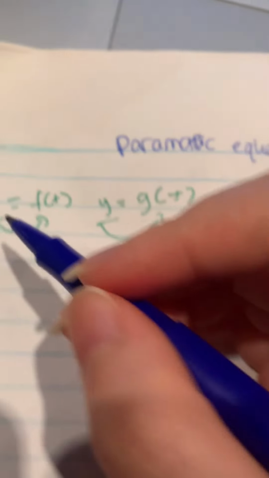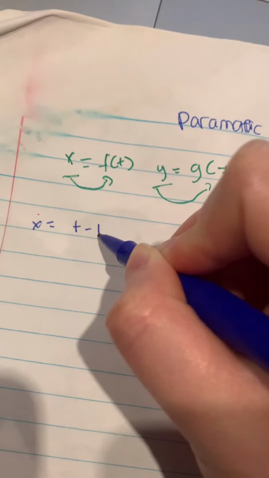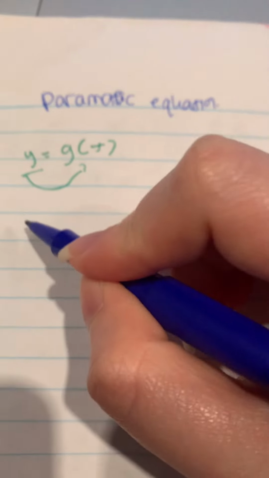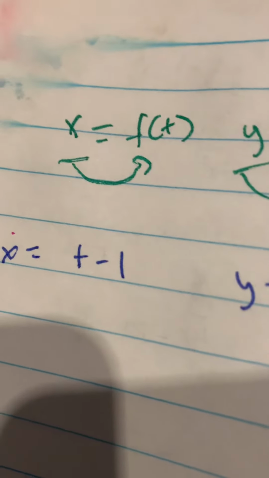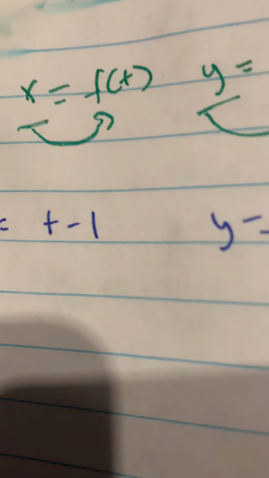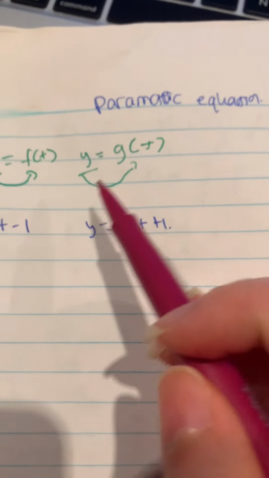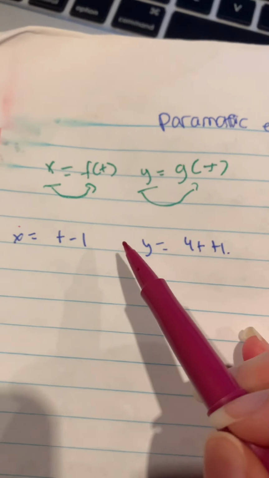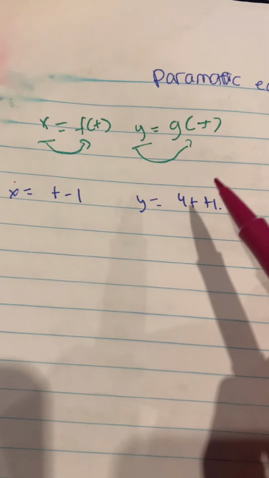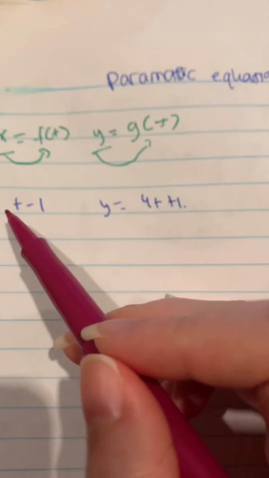So what if we have x equal to t minus 1 and y equal to 4t plus 1. Start easy first. Let's eliminate t, which is the parameter. For this, it can be easy.